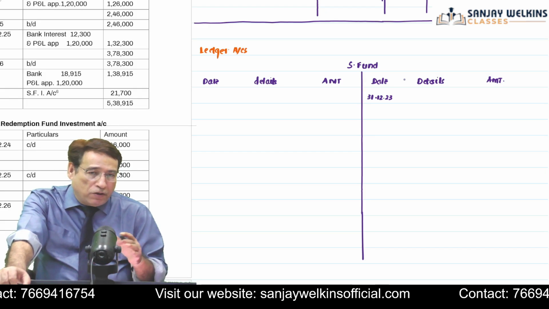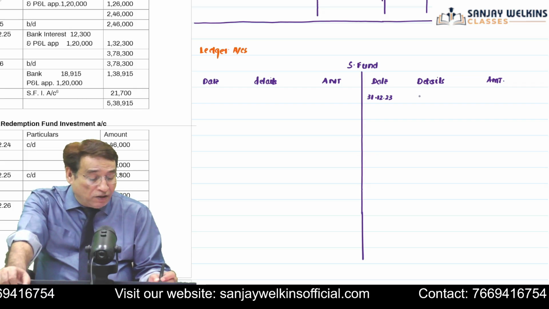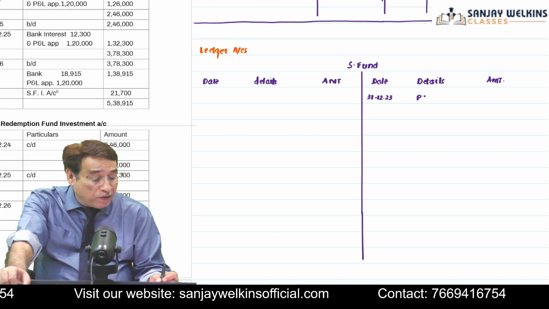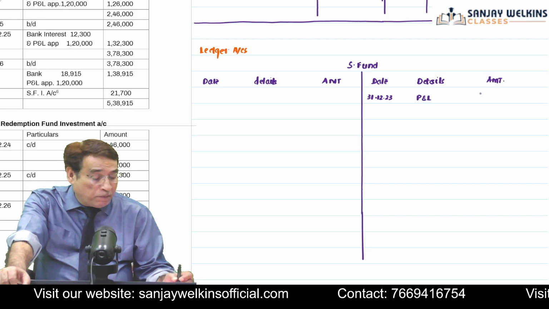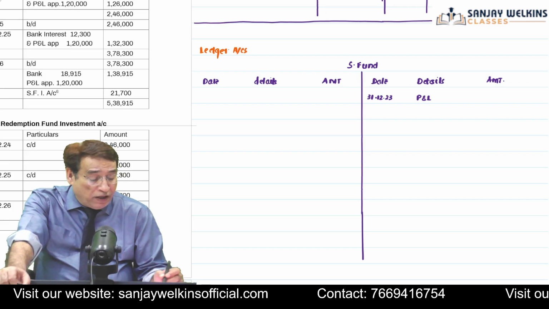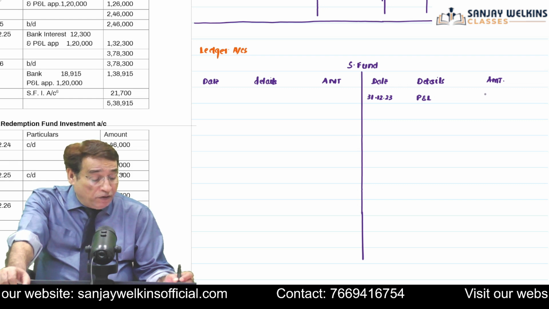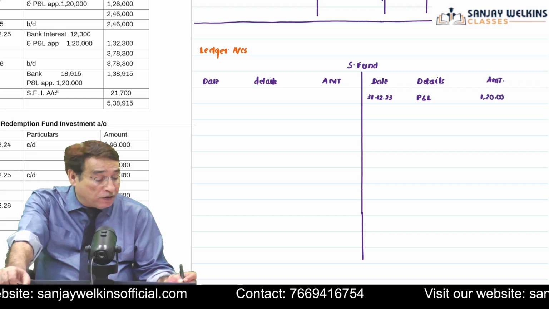Obviously, when we are going to transfer a part of profit to sinking fund, the account will increase. So, sinking fund account will increase on account of P&L. So, you will simply write by P&L, or you can also write surplus. Correct? So here when we are writing P&L, indirectly it means statement of surplus account. So we have transferred 1,20,000, so I will write 1,20,000.